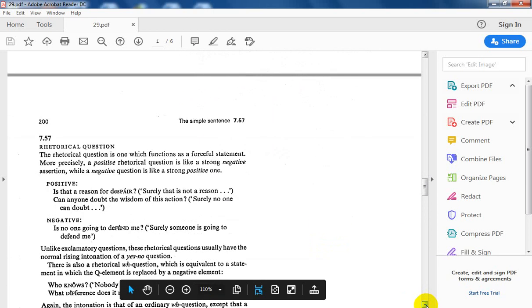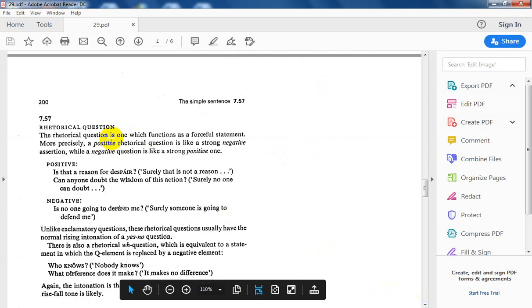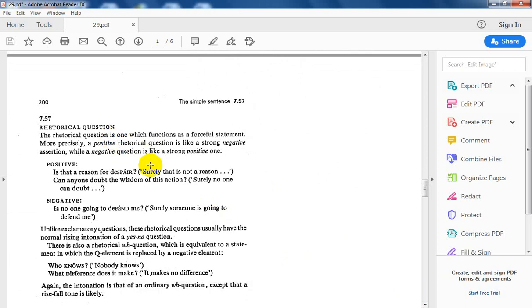Another minor type of question is the rhetorical question, the figurative question. There is something, I'm not asking for something missing. When I ask a question, I actually know the answer to my question. The rhetorical question is one which functions as a forcible statement. Forcible, there's a force, a focus.